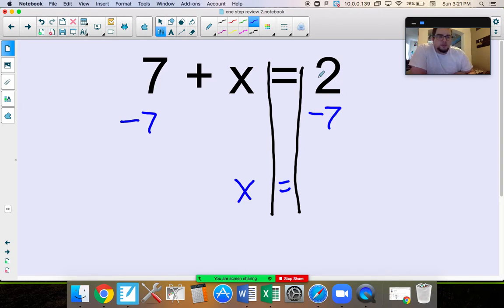2 take away 7. So I have 2 of something. So let's say I have 2 cookies. I need to give 7. I don't have enough. I am 5 short. So negative 5.